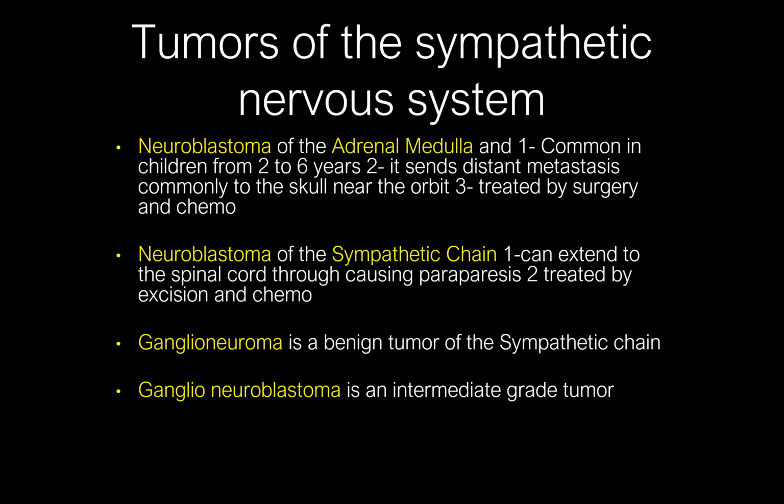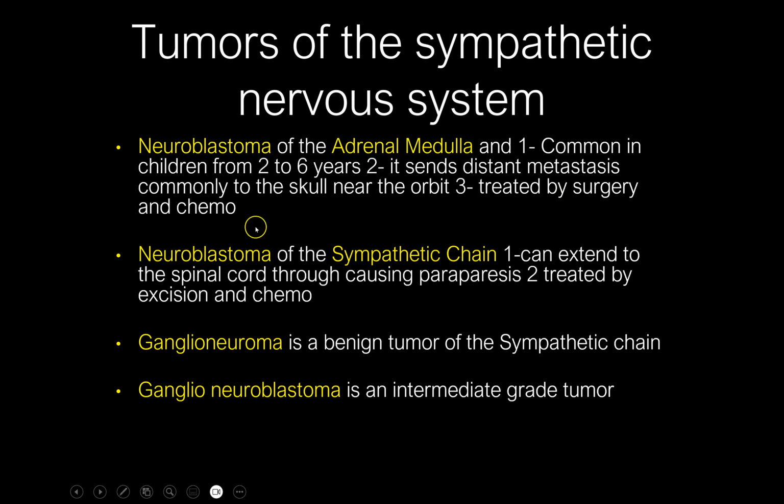And there are also tumors of the sympathetic nervous system. The most important is neuroblastoma in children, arising from the adrenal medulla between the age of 2 to 6 years. It sends distant metastases, so you can find metastases in a child between 2 and 6. We should first think about neuroblastoma, and it usually sends to the skull and near the orbit and is treated by surgery and chemotherapy.